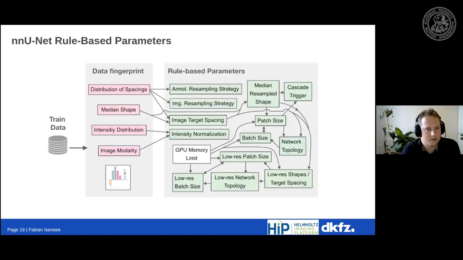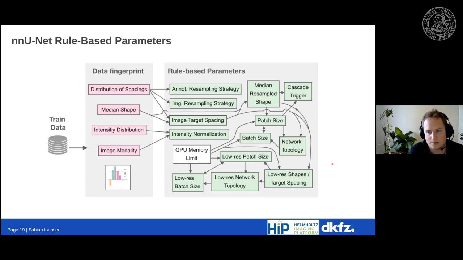To give you an example, this is what this looks like in nnU-Net. Given some training dataset, we will be collecting some relatively simple information based on it. This is what I mentioned before. So anisotropy, spacings, intensities, modalities, etc. And based on this information, we will execute a set of intricate heuristic rules that will set a lot of different things in the segmentation pipeline.